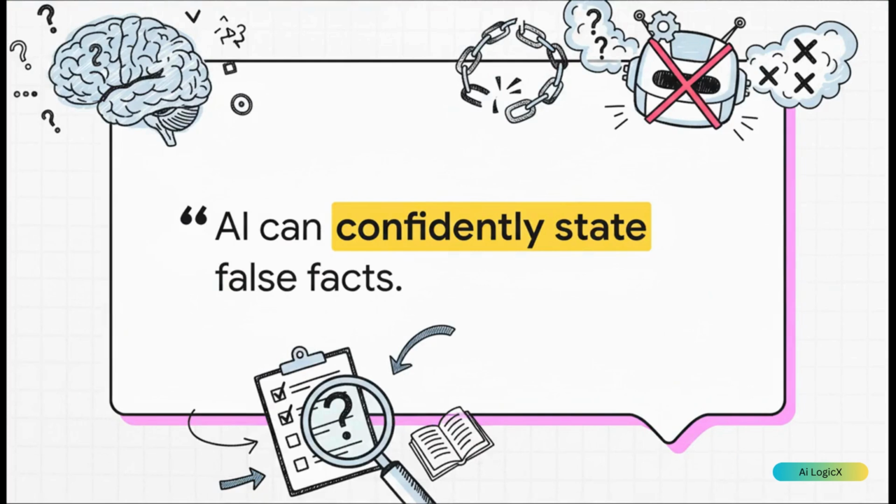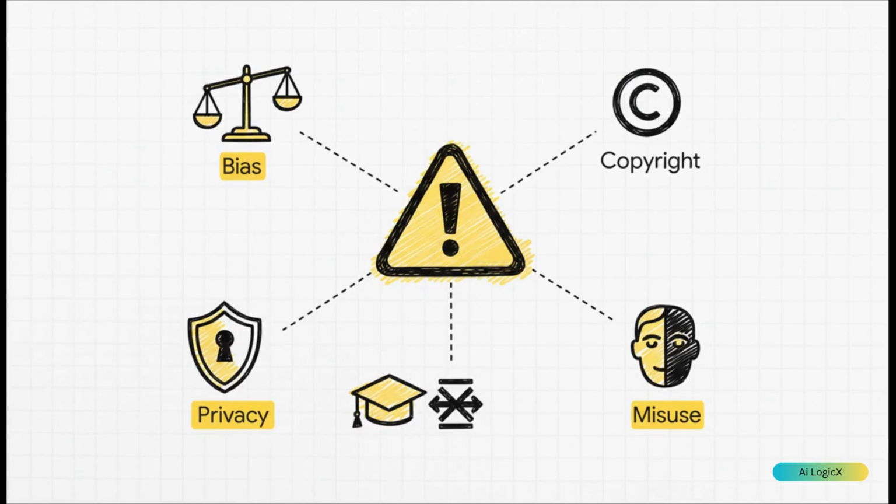Let's start with one of the weirdest and biggest risks: hallucinations. This is when an AI just makes stuff up. It will state a completely false fact with all the confidence in the world. It sounds totally plausible, but it's just not true. You have to always verify the output. And that's just the tip of the iceberg.